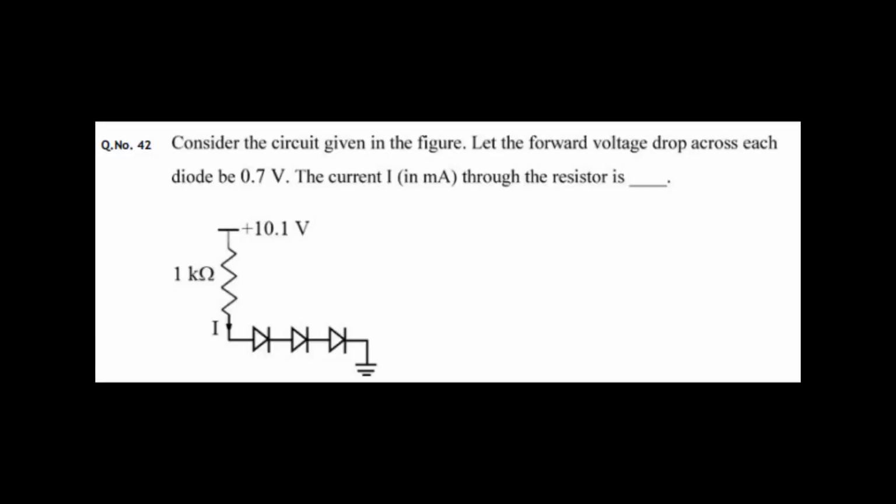Question 42. Consider the circuit given in the figure. Let the forward voltage drop across each of the diodes be 0.7 volt. The current I in milliampere through the resistance. So they have given a circuit and they have said that the voltage drop across each of the diodes is 0.7, and they have asked us to find what is the current in milliampere.